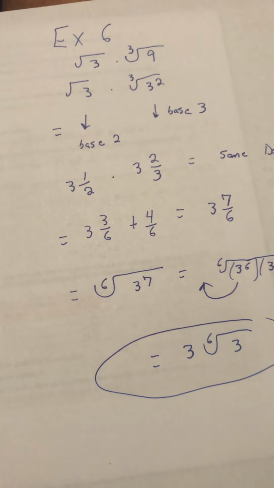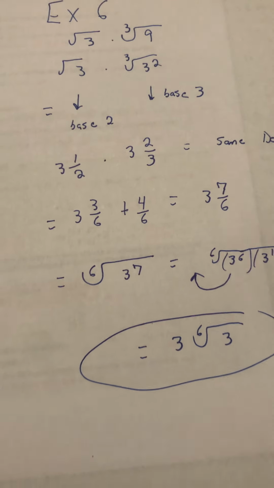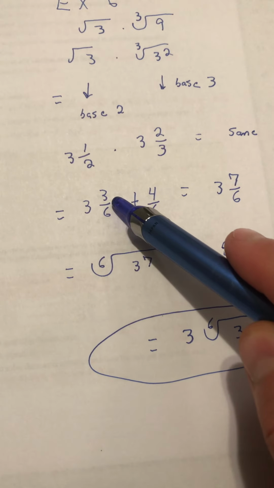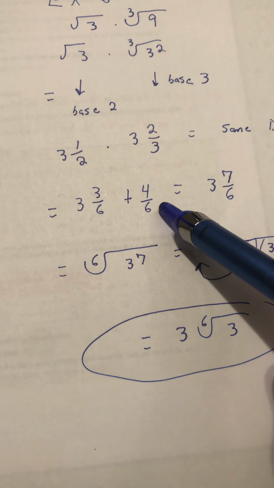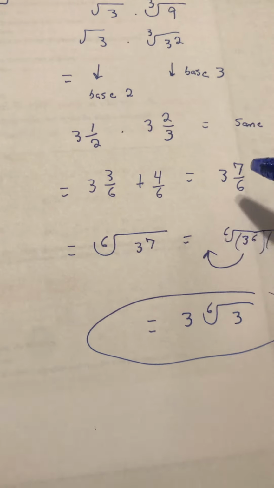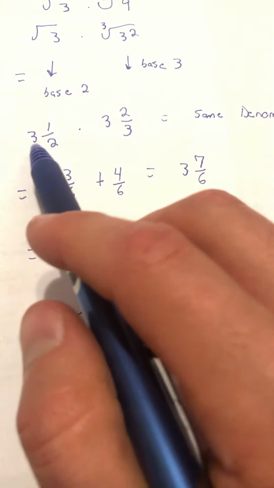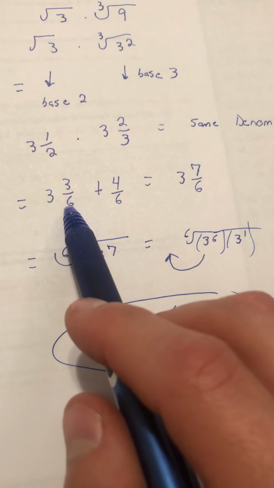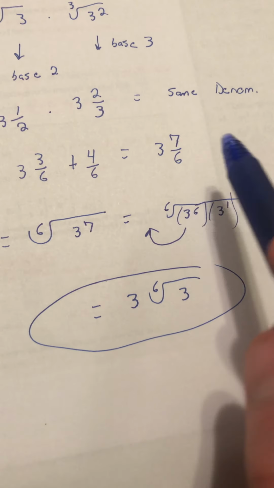Now before I can do anything with them, I need to have common denominators. So how do I get that? Well, I'll multiply this one by 3 and multiply this one by 2. So this one gives me 3 over 6. This one gives me 4 over 6. And when I add these, now here's the thing. They have the same base, okay? They have the same base number now. So I can add 3 over 6 plus 4 over 6, which gives me 3 to the 7 over 6.